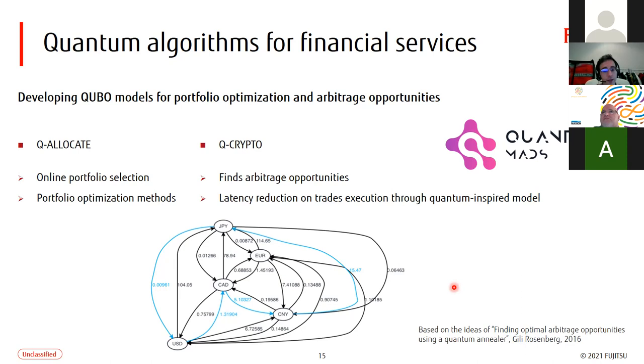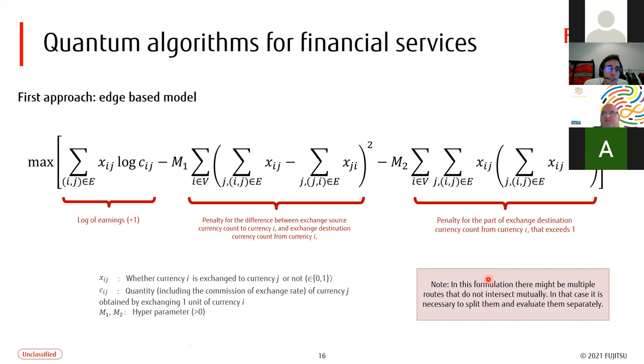And well, this is the main picture, okay? The ideas are based on this paper that we can see here. And they propose two different models in order to get some profit from here, okay? So the first approach is an edge-based model in which what we have as our binary variables are the edges of the graph model, okay? So in this case, what we need to do is to maximize this formula that says that we need to maximize our profits here, okay? So what we need to select is those edges in the graph that maximize the benefits.